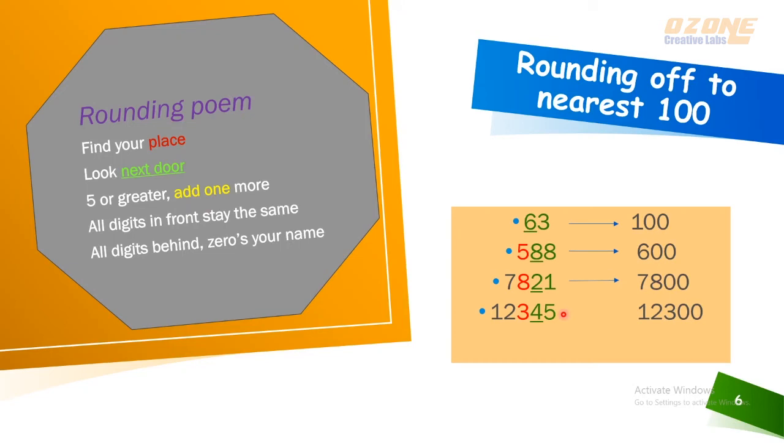Same way in the next one also. 12,345 is given. So 3 is our place. 4 is the next door, that is less than 5. So no need to do any change. So the number will be 12,300.